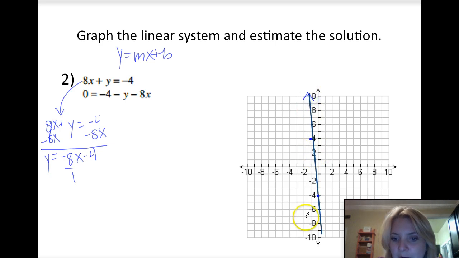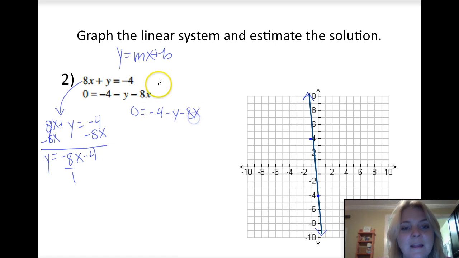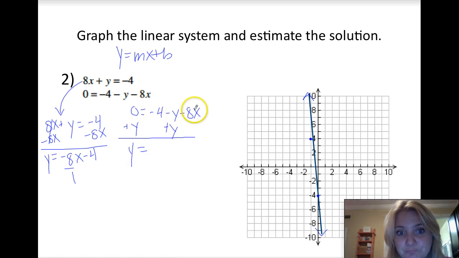Connect our points, arrows at the end, and now we're going to rewrite the second linear equation. So 0 equals negative 4 minus y minus 8x. Now we want to isolate the variable y, and we can do this by adding y to both sides. And so we're left with y equals, and I'm going to use the commutative property here and just write this as negative 8x minus 4. Once again, to graph that line, I'll go down 4 units and then up 8 units to the left one. So that will be represented in the red equation.